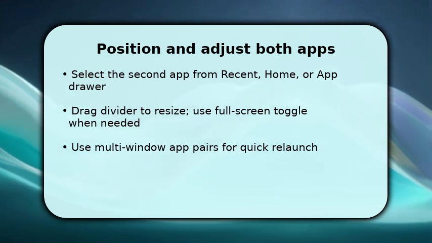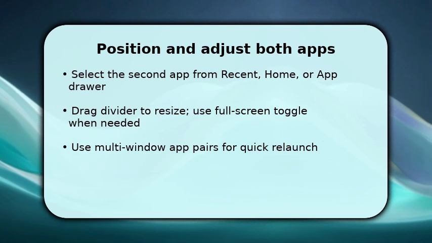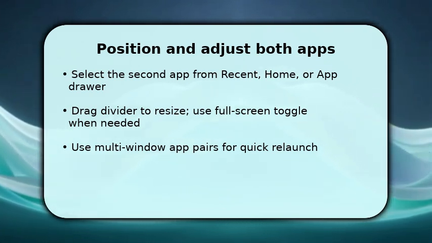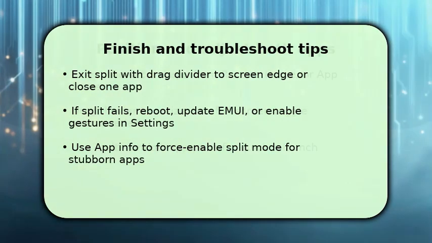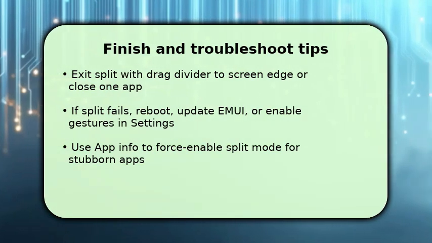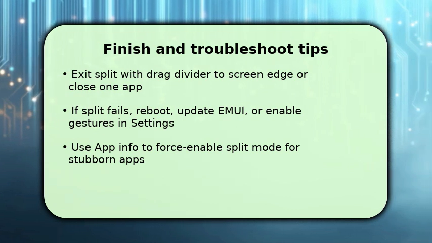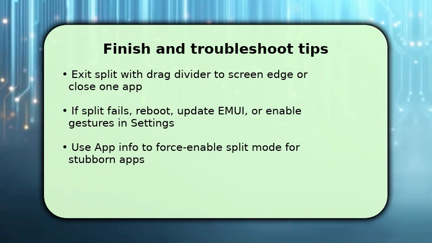If an app needs full attention, use the full screen toggle, then return to split view. You can also save app pairs for faster repeat use. To finish, slide the divider fully to one edge to close an app or tap the home gestures to return to single app mode. This prevents accidental input.